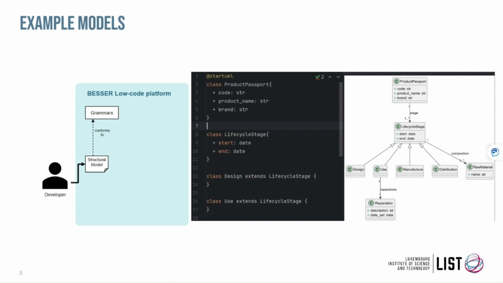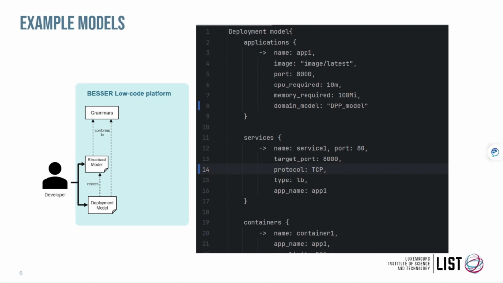We have chosen the Digital Product Passport, which is an initiative inside the European Union to enhance the traceability of our products by keeping a record of each life cycle. The deployment model will deploy this DPP example on Google Cloud and on Amazon Cloud.